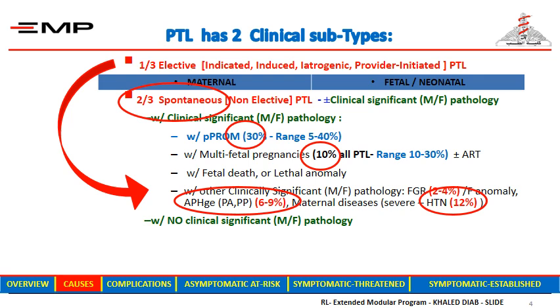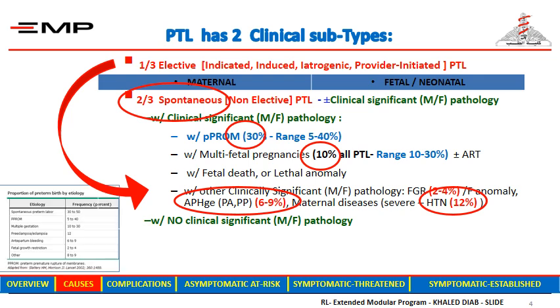Note that those with significant maternal or fetal pathology are similar to those elective indications if preterm labor did not start spontaneously. The following table shows proportions of preterm birth by etiology.